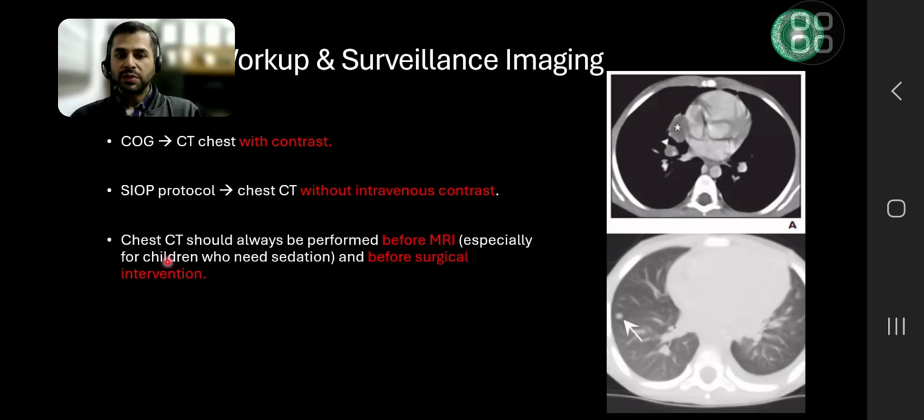CT chest should always be performed before MRI or abdominal imaging, especially for those small children who need sedation and general anesthesia, and before any surgical intervention or procedure is performed. This is to avoid obscuration of the lung parenchyma by atelectasis. Bone scans are not routine in Wilms tumor as the tumor metastasizes to the bones very late or not at all.